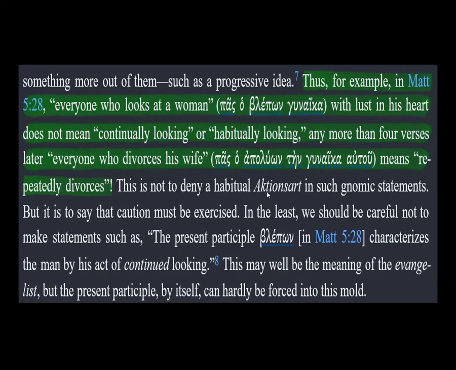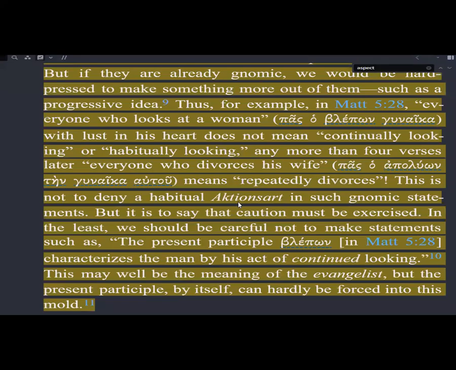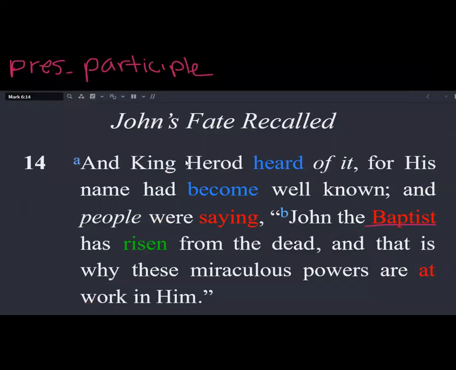But then he mentions this about nomic statements, habitual, and all that. We're going to deal with that in a little bit. So yeah, this is where he is in his grammar. He's talking about that. So this is from the larger grammar. Okay.